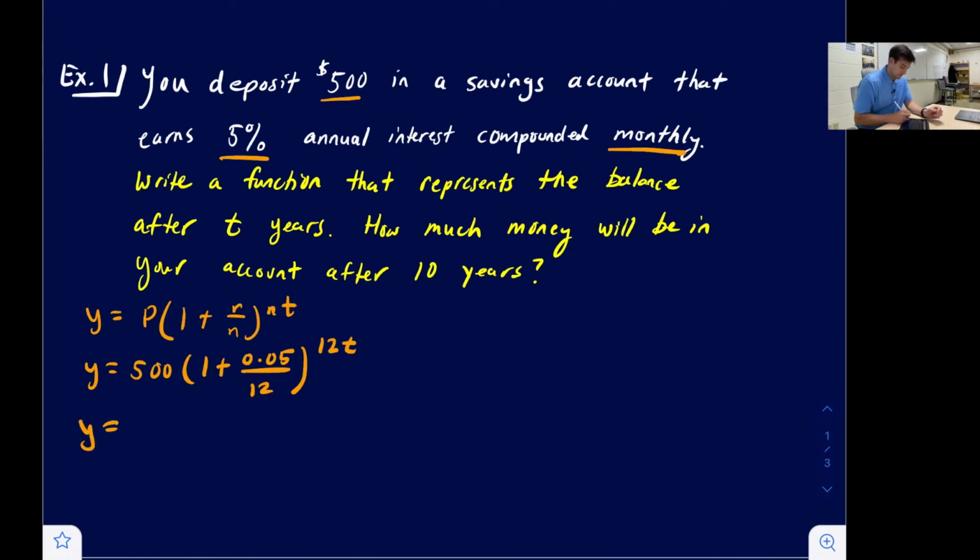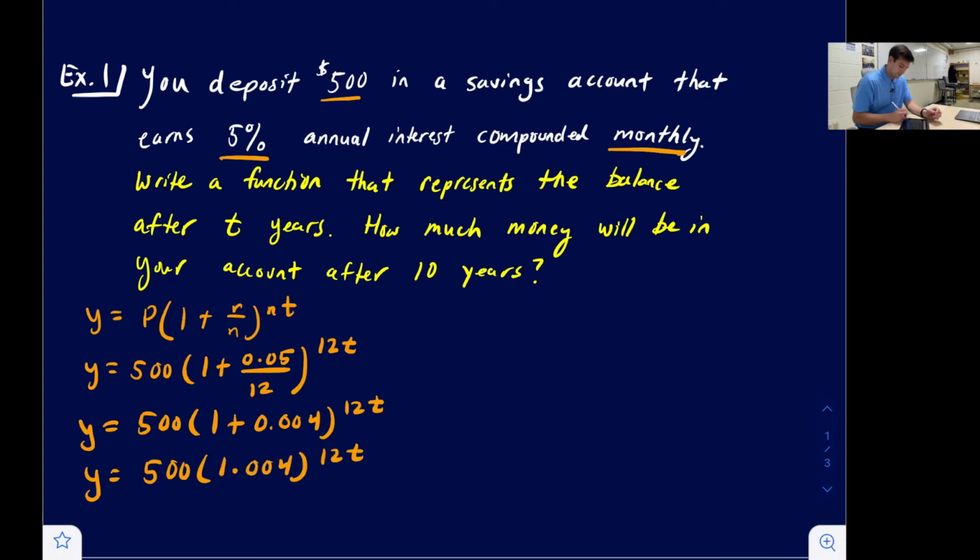Okay, so now we can solve this a little bit. We're going to say y equals 500 times 1 plus. In our calculator, we can do 0.05 divided by 12, and we're going to round that and say 0.004, to the 12t. Now we can add in the parentheses and we get the final equation of y equals 500 times 1.004 to the 12t. Okay, and so that would be our equation for t years.